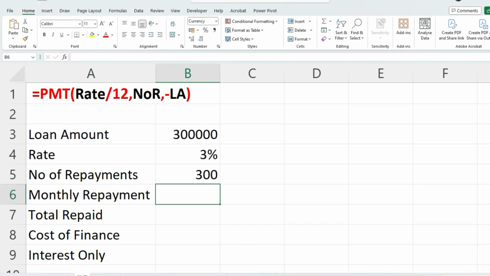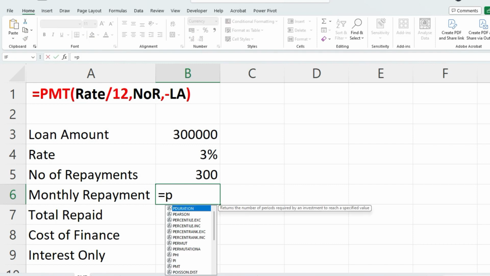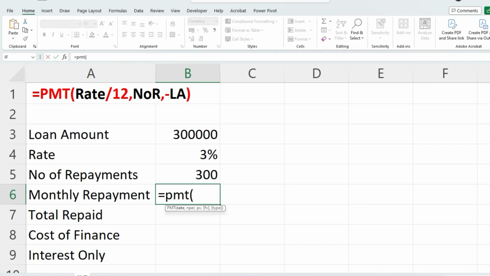I select the cell where I want the answer. I start the formula equals PMT, open the bracket. Remember, formulas are not case sensitive, so whether I use caps or small letters doesn't matter, and we generally use no spaces in formulas. So equals PMT, open the bracket.